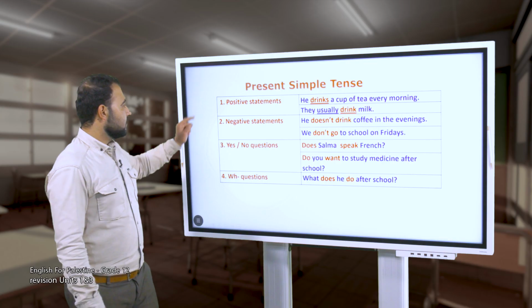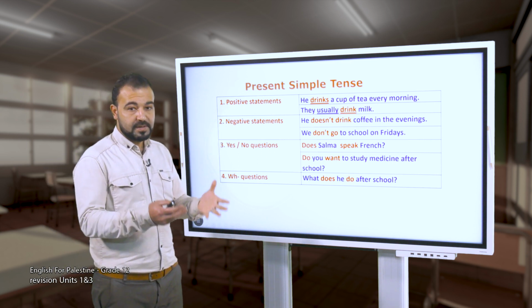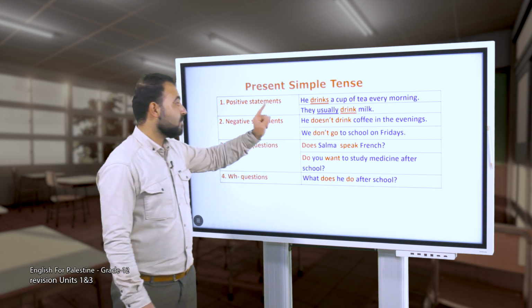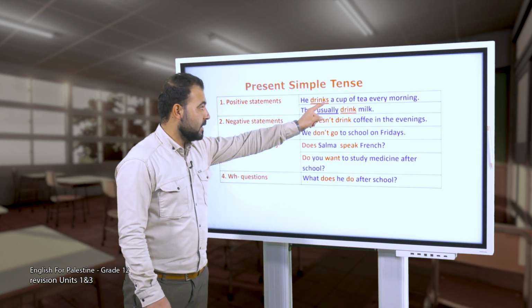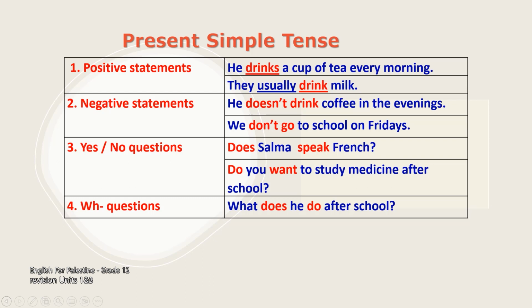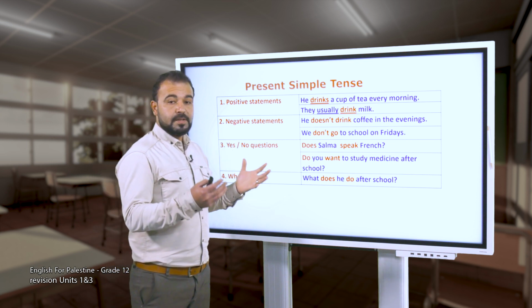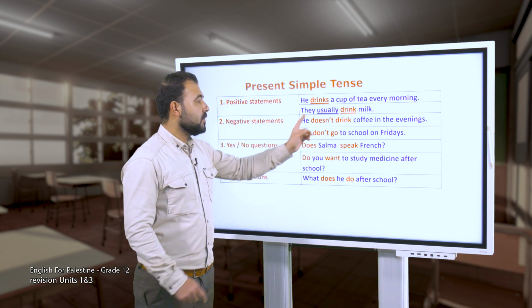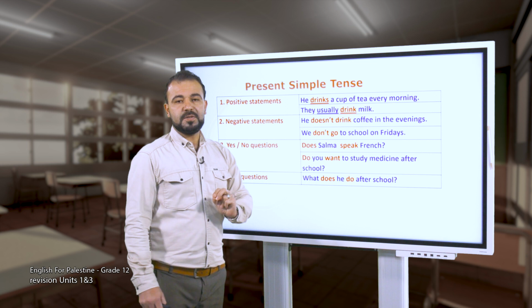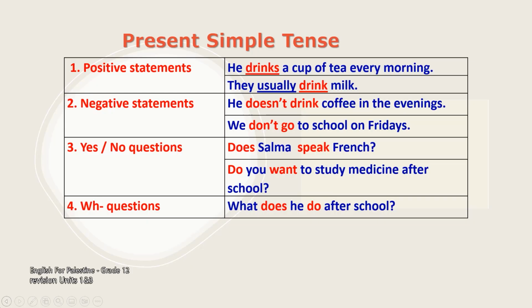WH questions. Here, number 1, we have positive statements. When we form a positive statement and the subject is singular, we add S to the end of the verb. For example, he drinks a cup of tea every morning. If the subject is plural, we don't add S. We just use the V1 or the verb 1 form of the verb. They usually drink milk.